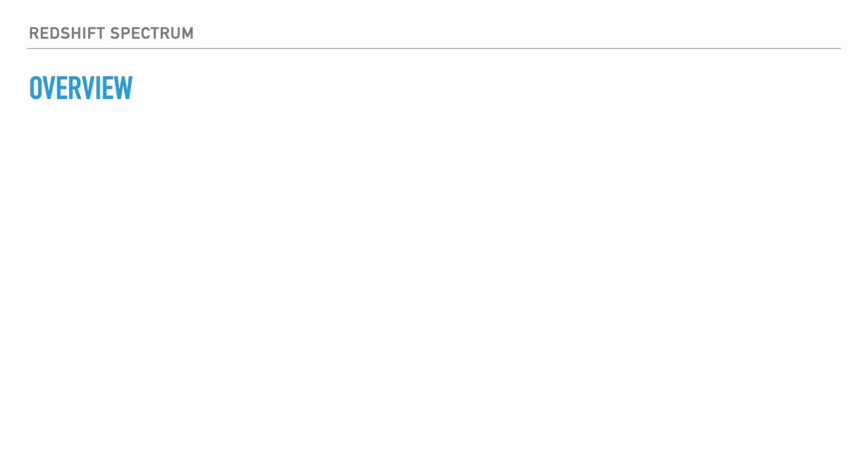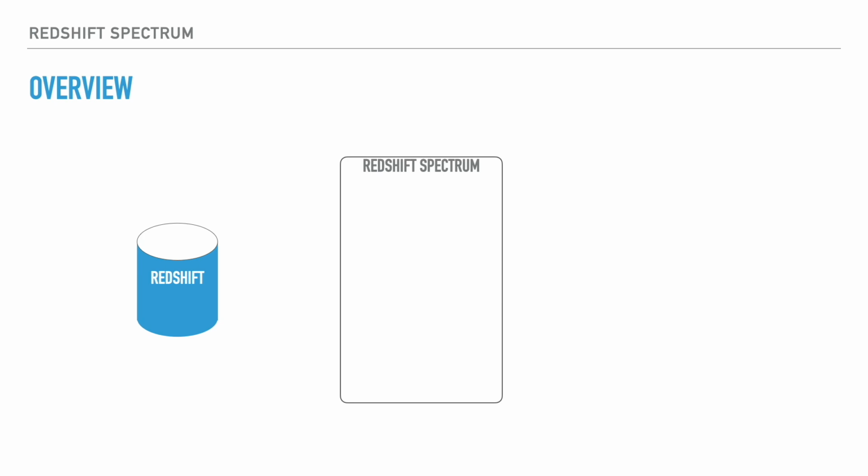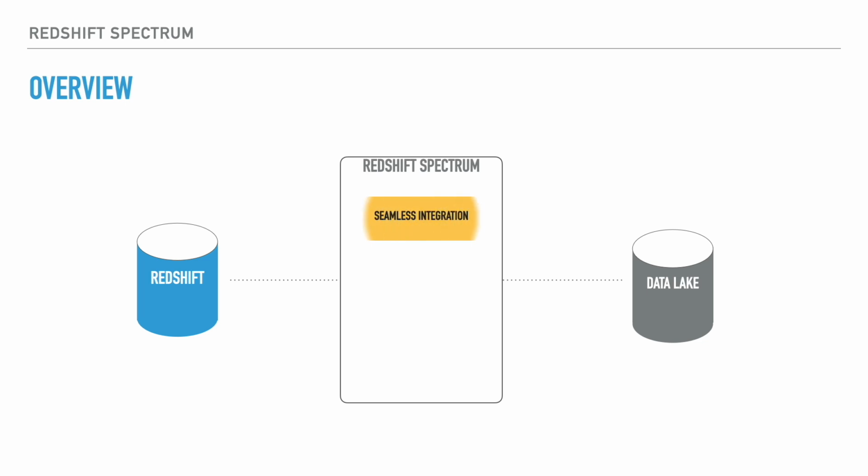AWS Redshift Spectrum extends the analytic capabilities of Redshift to data stored in AWS S3. It allows you to query data in S3 without having to load it into Redshift. This feature provides multiple benefits. It enables you to query data across your Redshift and S3 using the same SQL syntax, providing seamless integration.